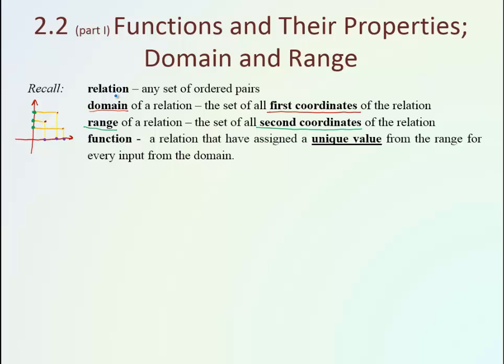Now, a function is a special kind of relation. It has a property that for every input you have exactly one output. So we are assigning a unique value from the range for every input from the domain.